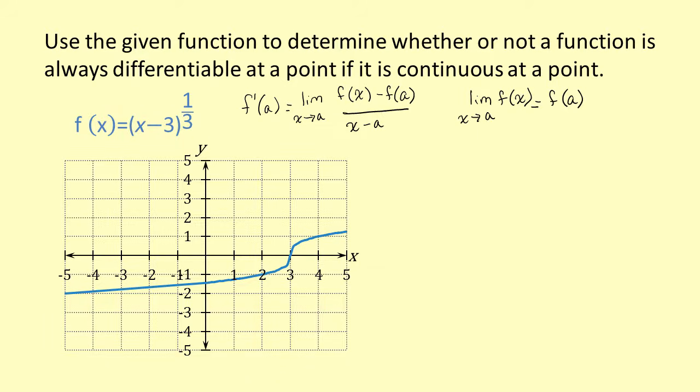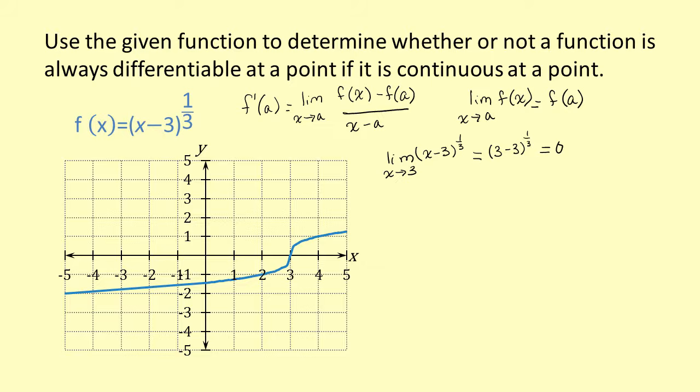Let's look at the graph when x is equal to 3. Notice that the function is defined at x = 3, so we can evaluate the limit using direct substitution. If we substitute 3 for a, we get the limit of (x - 3)^(1/3) as x approaches 3 equals (3 - 3)^(1/3), which is equal to 0. So, since the limit of f(x) as x approaches 3 exists and is finite, f(x) is continuous at 3.